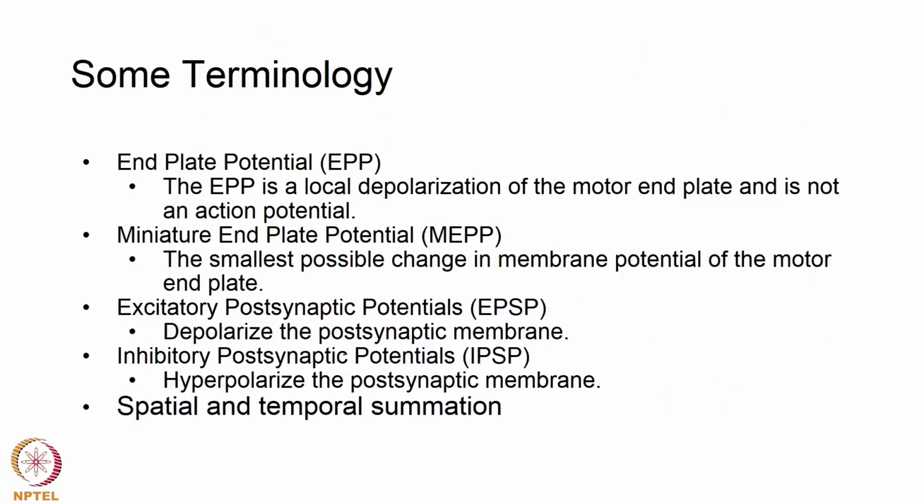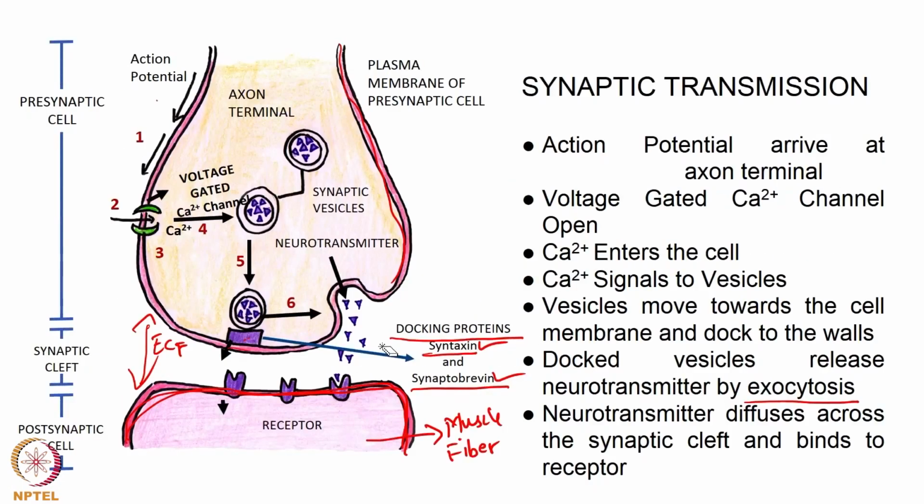So, some terminology regarding the neuromuscular junction. End plate potential. So, spontaneously from the presynaptic terminal without the necessity for an action potential to arrive.